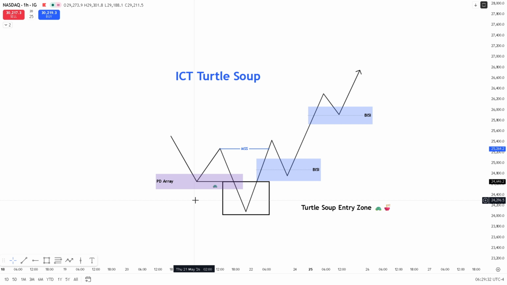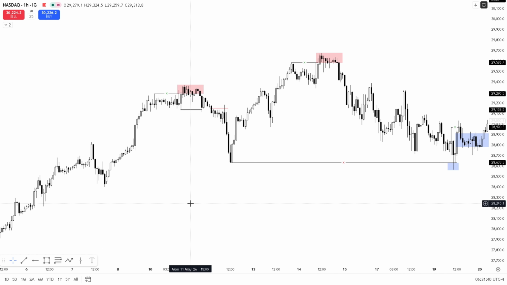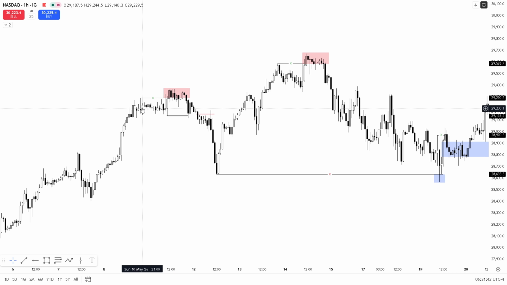I want to show you an example of how to apply it to a real chart. Now, some examples that I can show you. We took out this high. We formed the low, market structure, for example, right here. Market structure shift, breaks this low, forms the gap or a CB.